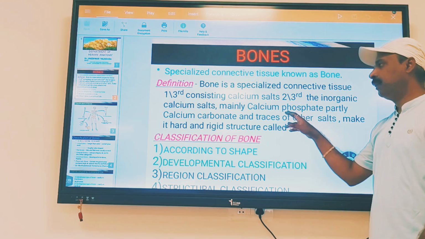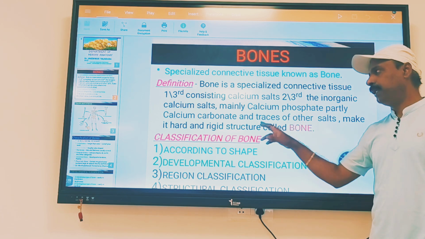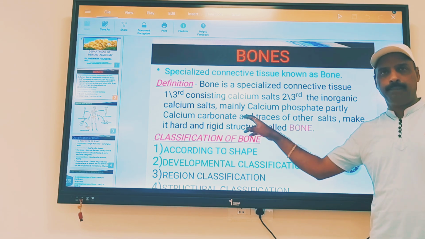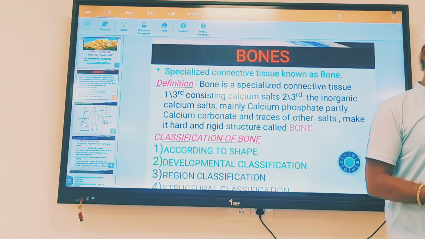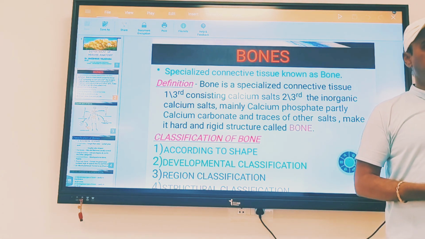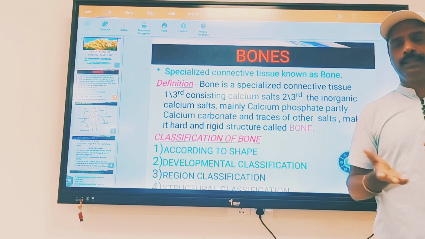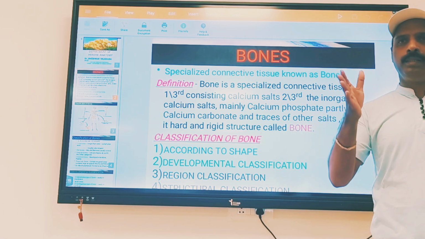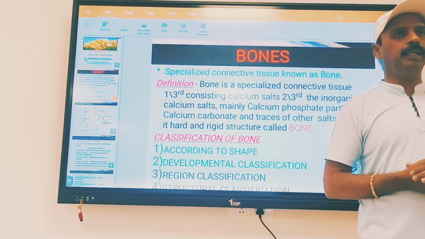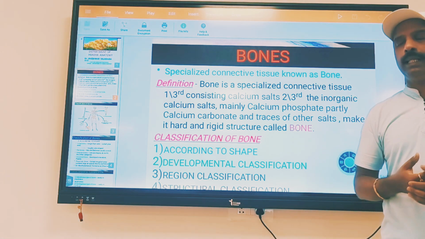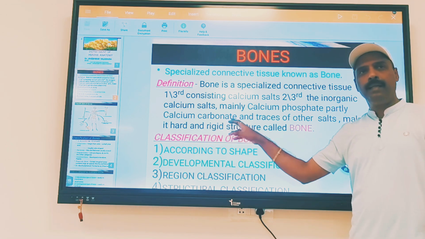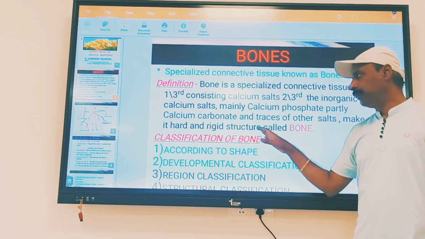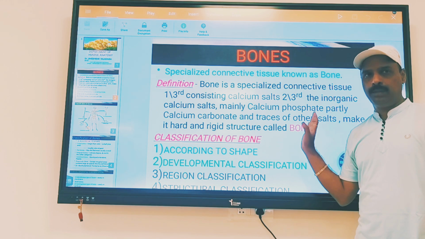are mainly calcium phosphate and calcium carbonate, and other traces of other elements also. So you have to remember only calcium carbonate and calcium phosphate, the majority are there, but we may get some traces of other elements, and that makes the hard and rigid structure, and that we call a bone.